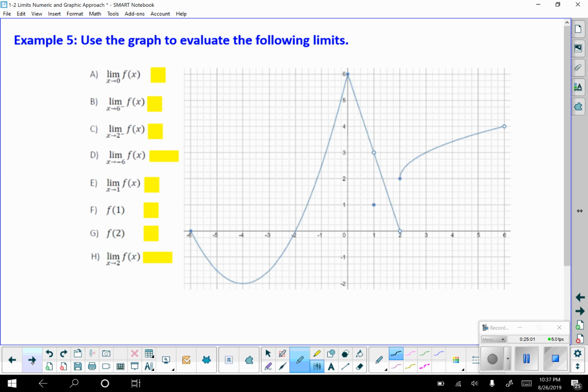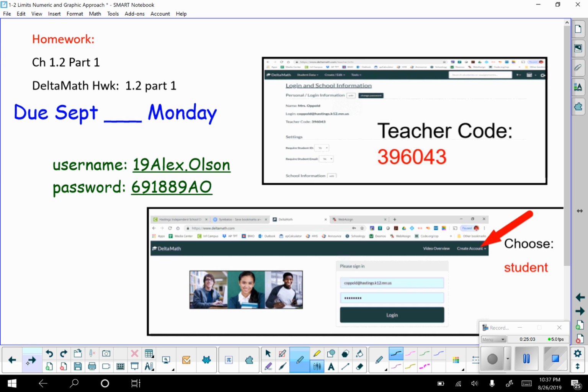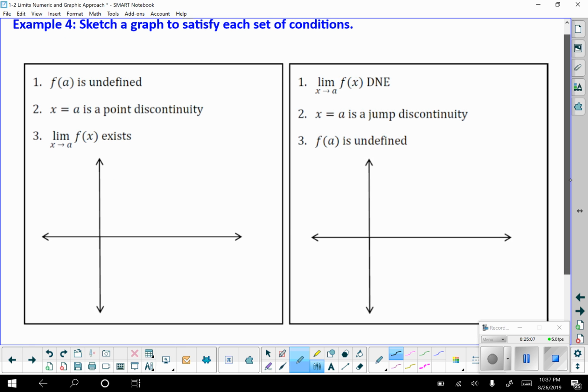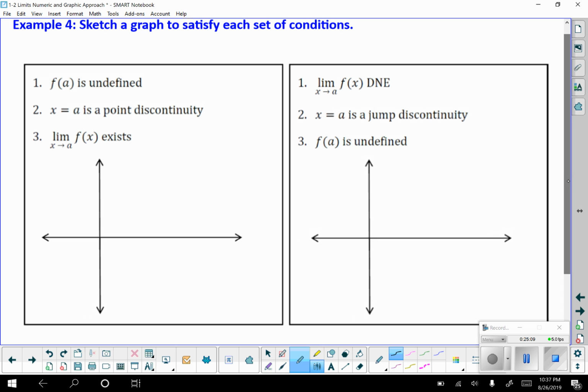Lastly, I think this is our last thing besides the practice. Lastly, we want to sketch a graph to satisfy each of these conditions, and that's kind of fun to do. So f of a is undefined, so this means when x equals a, we don't have an answer for y, right? We don't know what y is. X equals a is a point discontinuity, the same as a hole discontinuity.